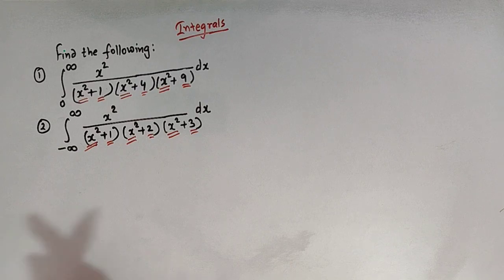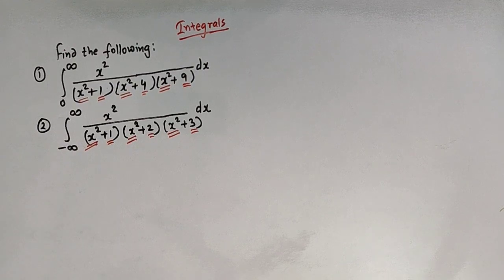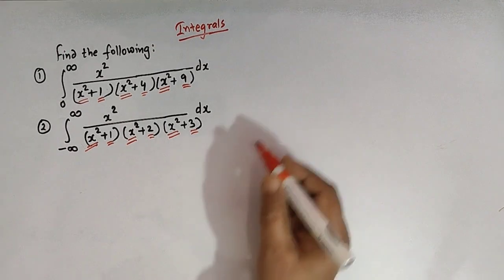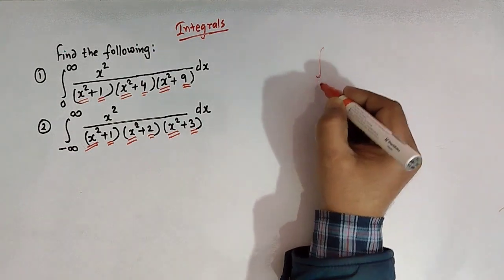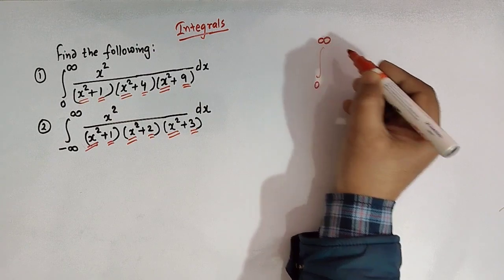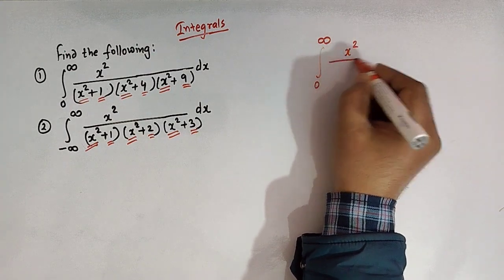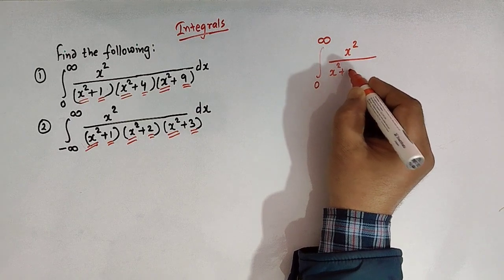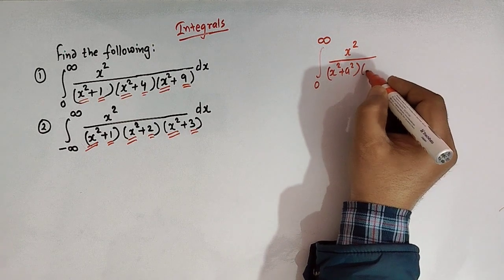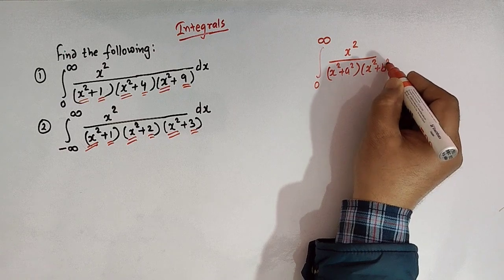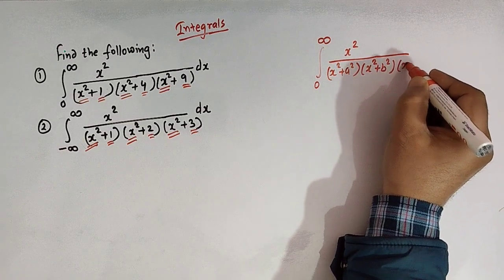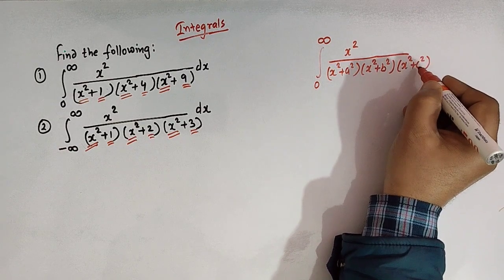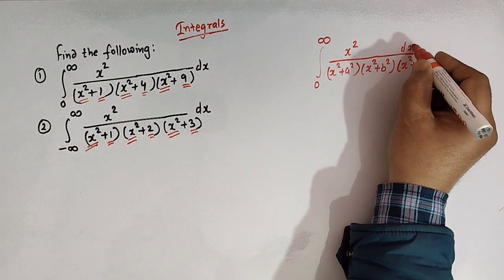So in order to find the values of these two integrals, we'll first write the general integral. We have 0 to infinity, x square divided by x square plus a square, x square plus b square, and x square plus c square, dx.